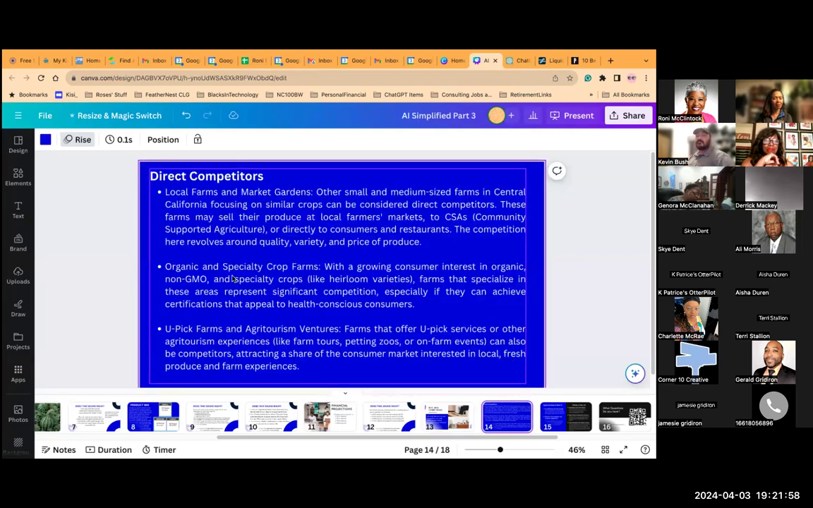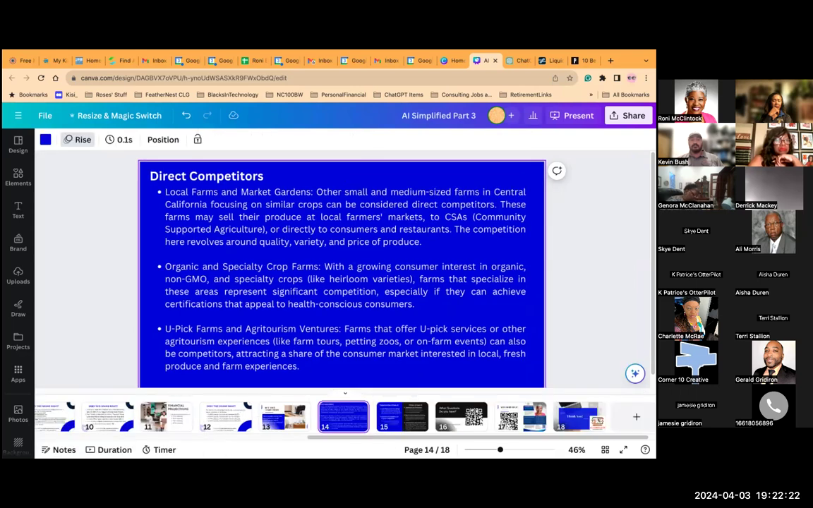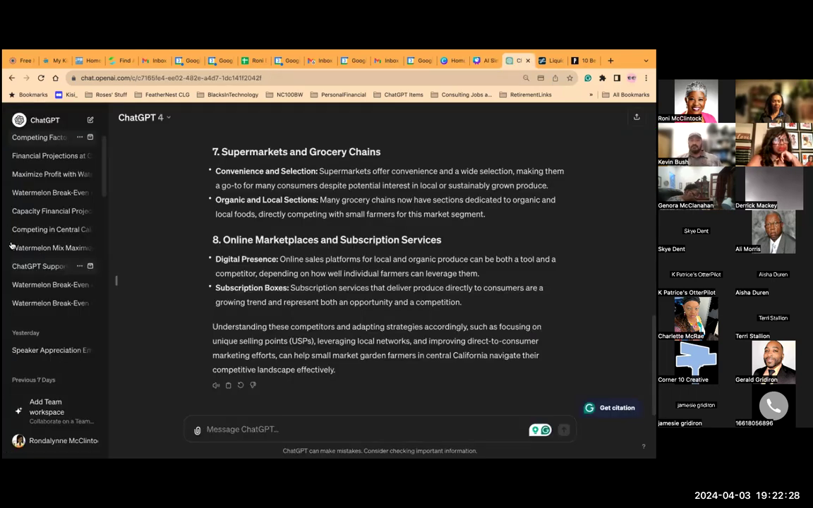So I got some direct competitors, like U-pick farms and agritourism. Farms that offer U-pick services or other agritourism experiences can also be competitors. That's like Murray Family Farms here. Okay, yeah. Organic. So I wonder if I had notes I put. Okay, I didn't. I had a bunch I didn't put in the notes. But just some ideas, and actually I have that one that I ran. Let's see if I can find it.